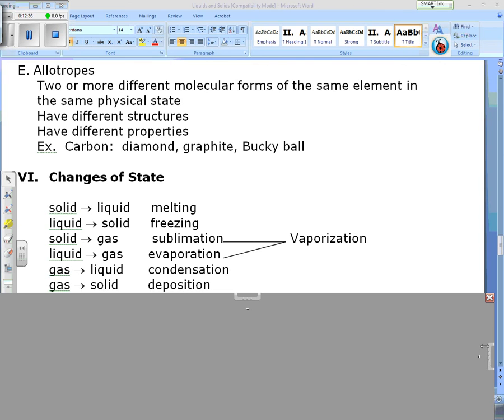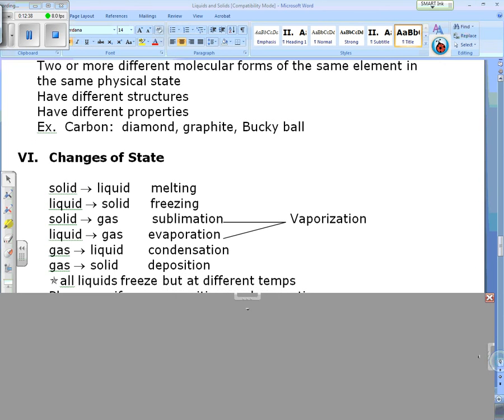All right. Let's see. All liquids freeze, but at different temperatures. Even antifreeze freezes. Seems weird, doesn't it? But all liquids freeze. And some of them freeze at higher temperatures than water. Some of them freeze at much lower temperatures than water.